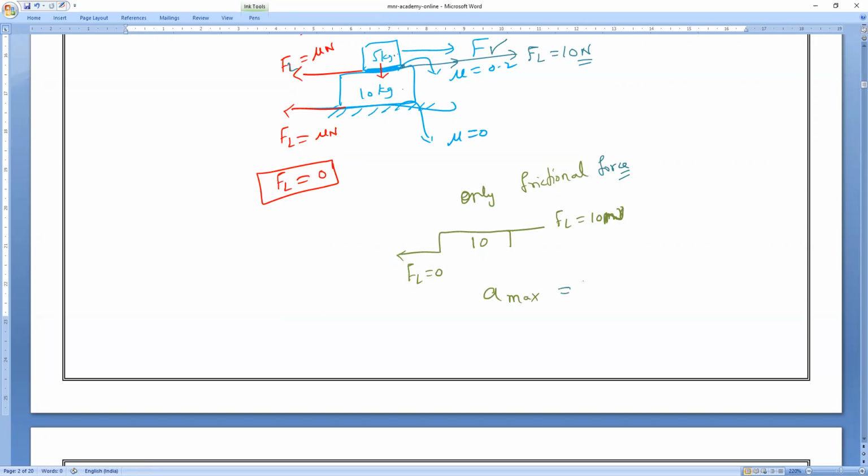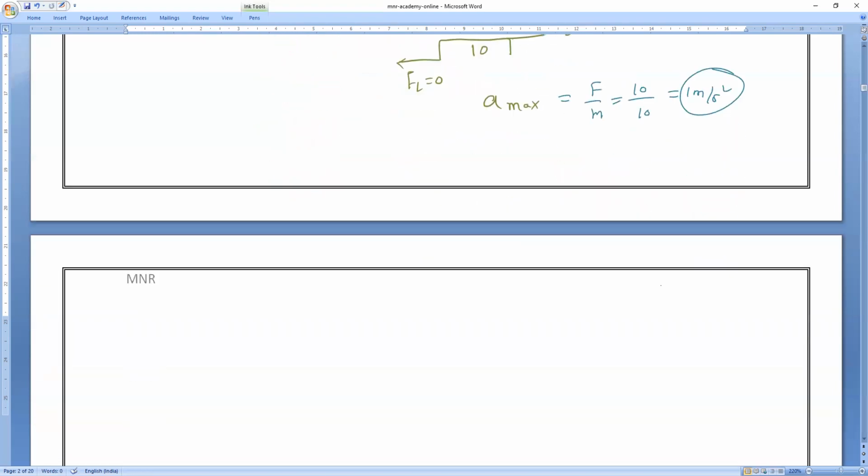So a maximum is equal to force divided by mass. Force is 10, mass is also 10. So what is the maximum acceleration? Maximum acceleration is 1 meter per second squared. Now you apply that to the 5 kg body. For the 5 kg there is an external force, and there is a backward F limiting. F limiting is equal to how much, guys? 10 newtons. Am I right?